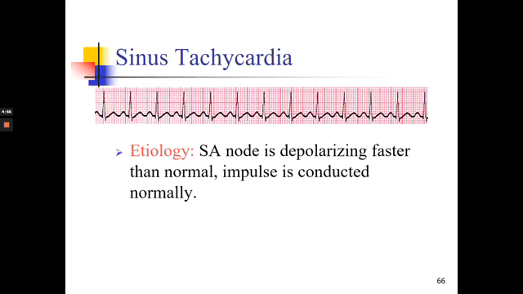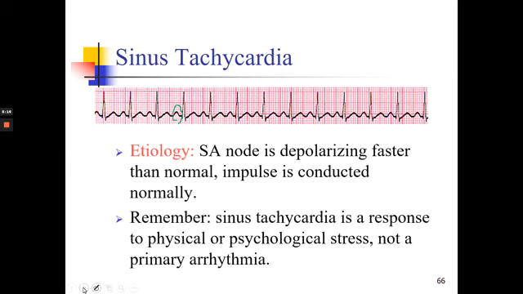It could be sinus tachycardia, which means you will find the P wave from the sinus node, and QRS and T waves, the normal PQRST. The SA node depolarizes faster than normal, and impulses are conducted normally. Remember, sinus tachycardia is a response to physical or physiological stress, such as sympathetic stimulation.